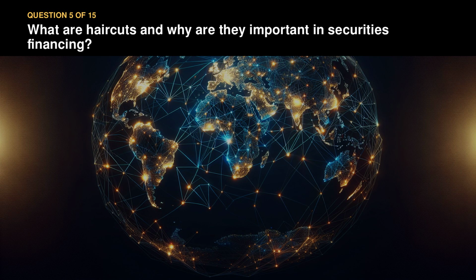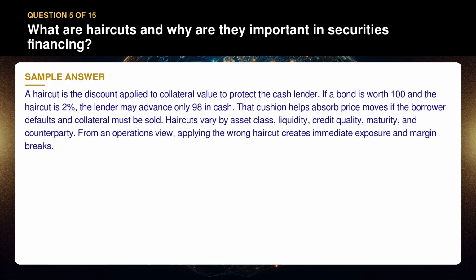Question 5. What are haircuts, and why are they important in securities financing? A haircut is the discount applied to collateral value to protect the cash lender. If a bond is worth 100 and the haircut is 2%, the lender may advance only 98 in cash. That cushion helps absorb price moves if the borrower defaults and collateral must be sold. Haircuts vary by asset class, liquidity, credit quality, maturity, and counterparty. From an operations view, applying the wrong haircut creates immediate exposure and margin breaks.